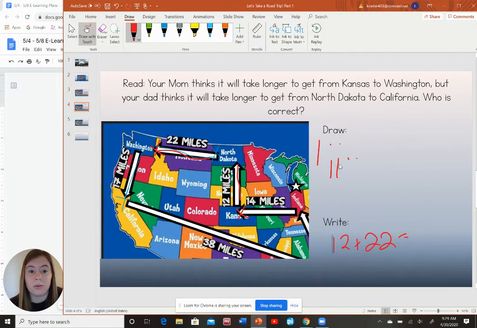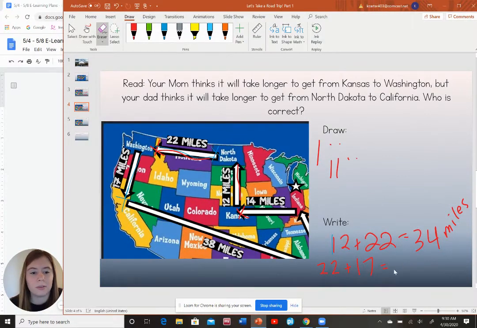So we have 1, 2, 3 10s, so that's 30. And then we have 1s, 31, 32, 33, 34. Okay, so her journey is 34 miles, and we are going to compare that to what the dad thinks the longer journey is. So he was going from North Dakota to California. So he thinks 22 plus 17 is going to be longer.